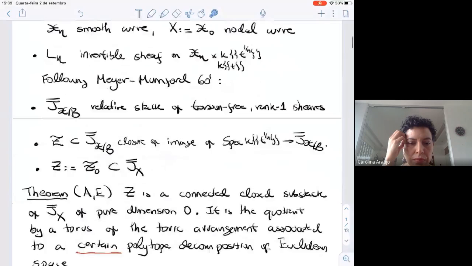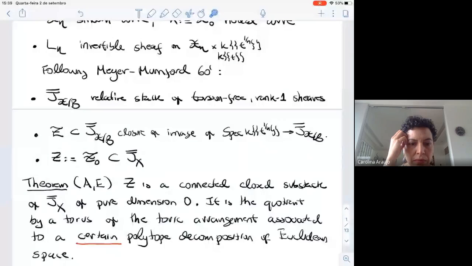That Z is a connected closed substack of J bar of X of pure dimension 0. More than that, it's the quotient by a torus of the toric arrangement associated to a certain polytope decomposition of Euclidean space. So what I'm going to do in this talk is to unravel these statements here. Let me just say that it's a very precise statement. We actually describe the polytope decomposition and the corresponding toric arrangement. And more than that, we classify all of the Z's that arise in this way.